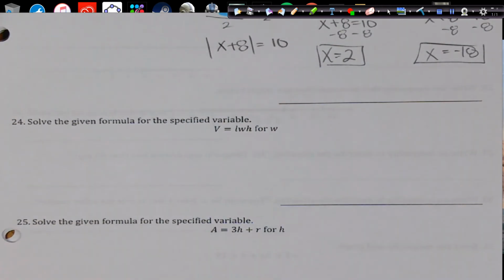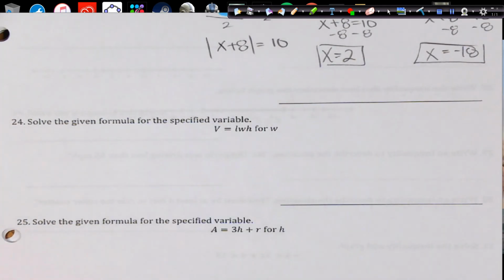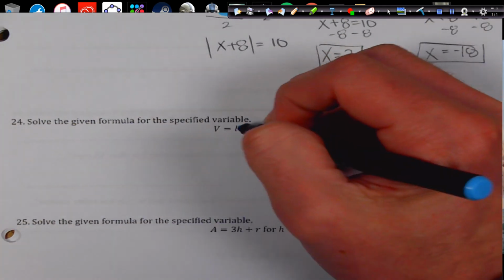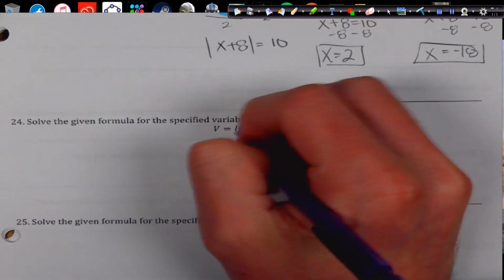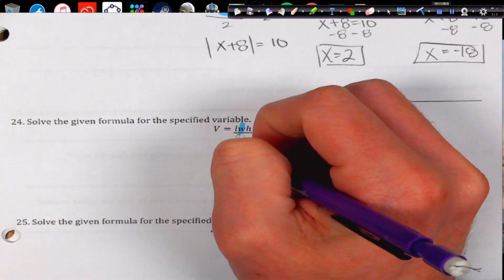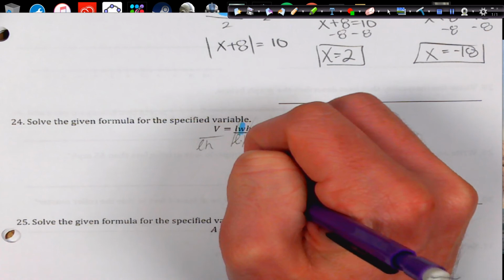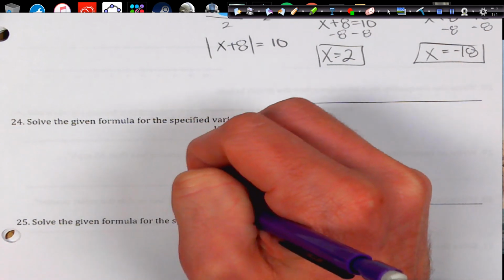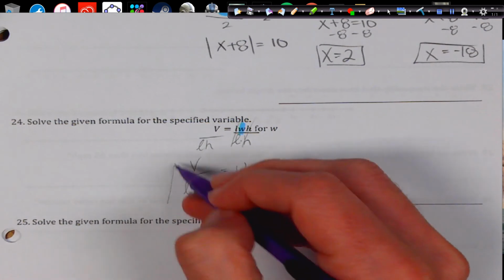Okay, solve the given formula for the specified variable. Volume equals length, width times height. Solve for W. So if I want W, I need to get rid of everything else. So the L and the H have got to go. They're multiplying, so I have to divide them. I can do it at the same time. 1, 2, you're gone. Whatever I do to one side, I have to do to the other. So that means W is going to equal V divided by L times H, with L and H on the bottom, the dividing.